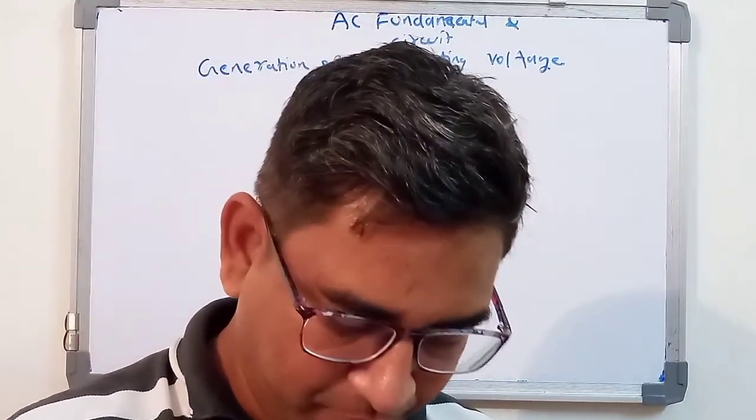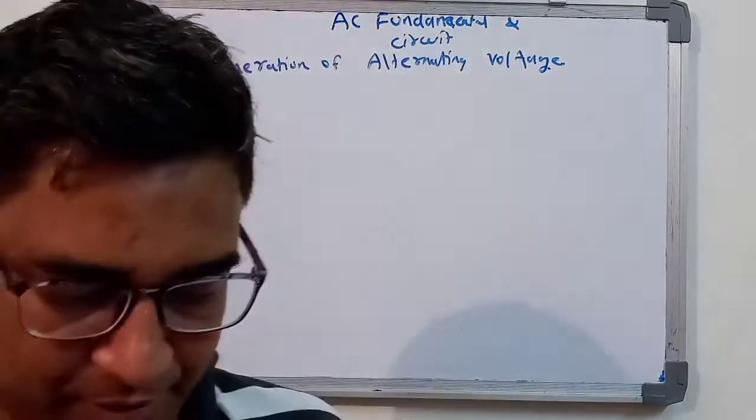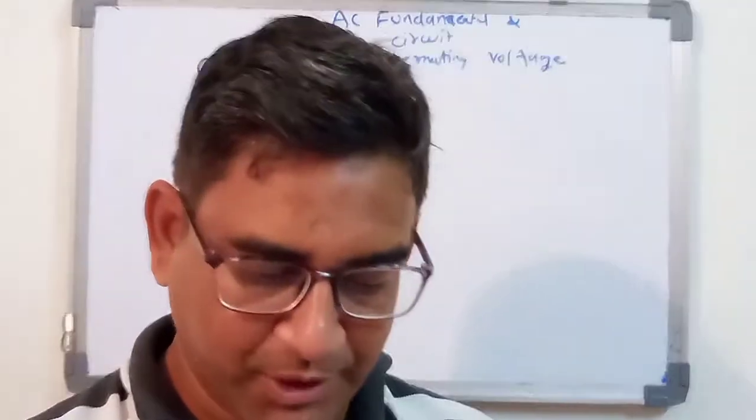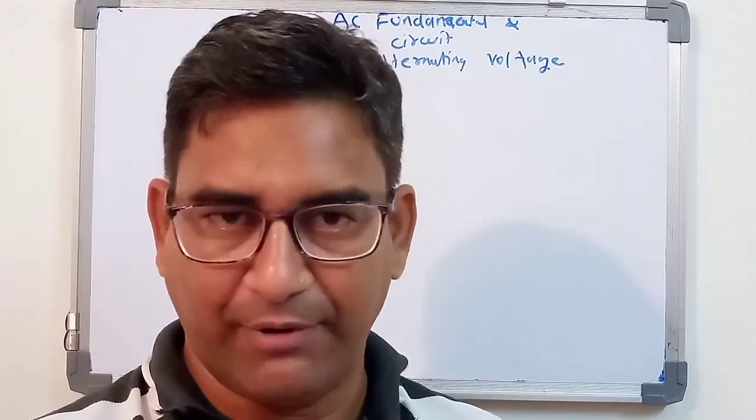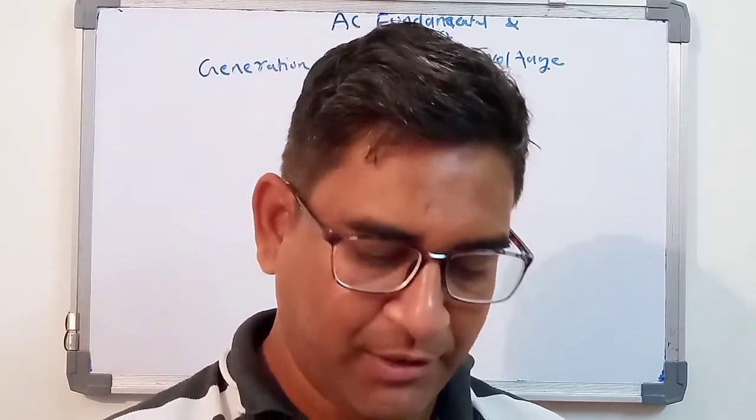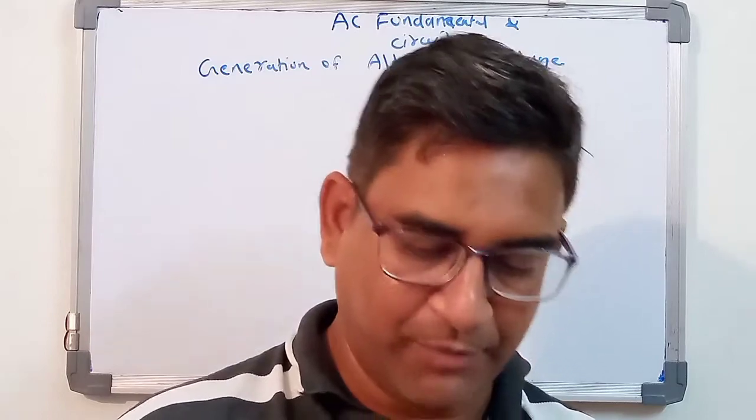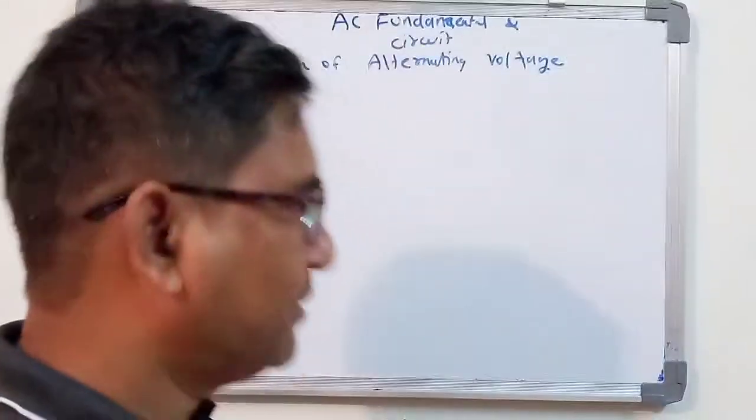When the angle of rotation, theta, varies from 180 degrees to 360 degrees, the loop cuts the magnetic field in the opposite direction, hence the induced voltage is negative.